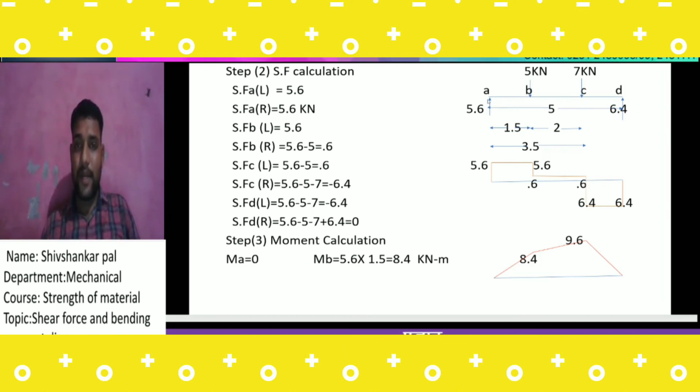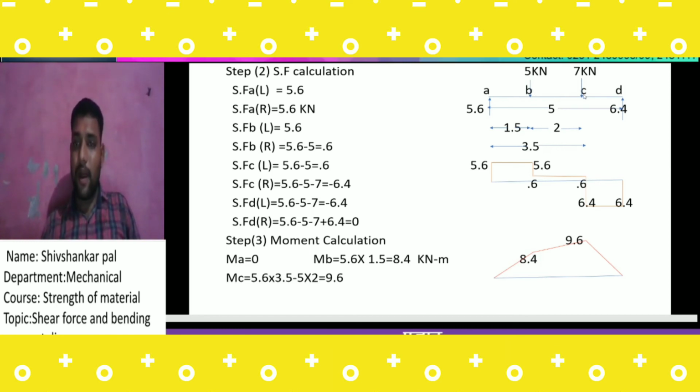This means the moment at point A is equal to 0, and the moment at point B is equal to 8.4. Directly, you draw a line from 0 to 8.4. Okay.